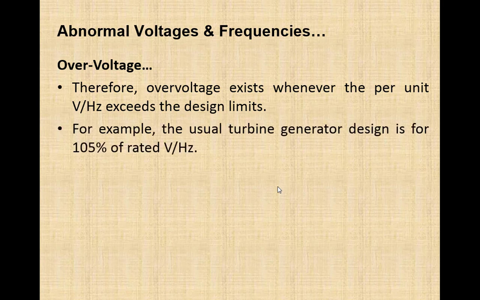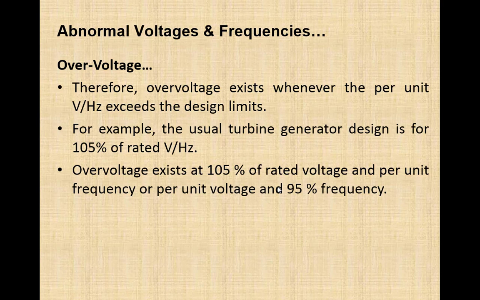For example, the usual turbine generator design is for 105% of rated voltage per hertz. So it means this ratio, which will be equal to 100% or 1 per unit when we have rated voltage and rated frequency. An acceptable increase in this ratio is up to 1.05 per unit or 105%. It means our overexcitation condition will exist for a voltage equal to 105% of rated value and frequency equal to the nominal value.